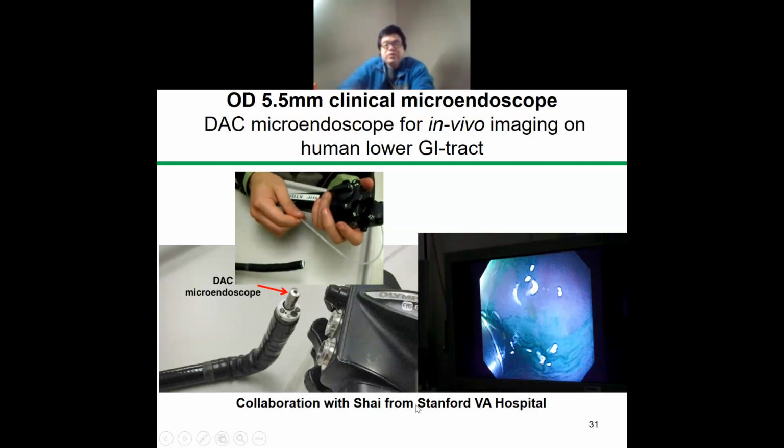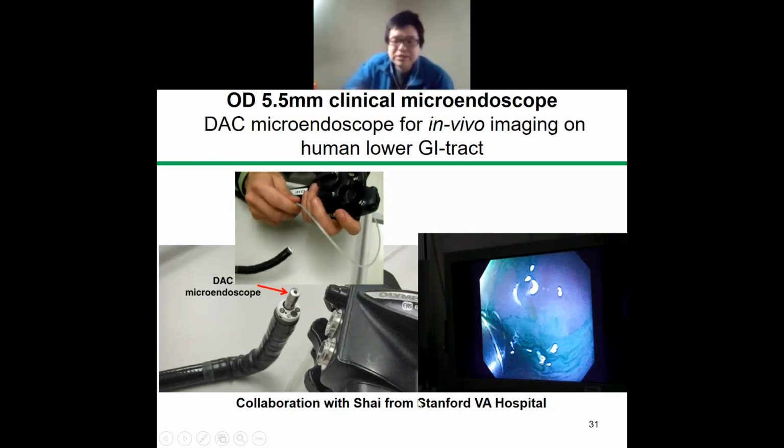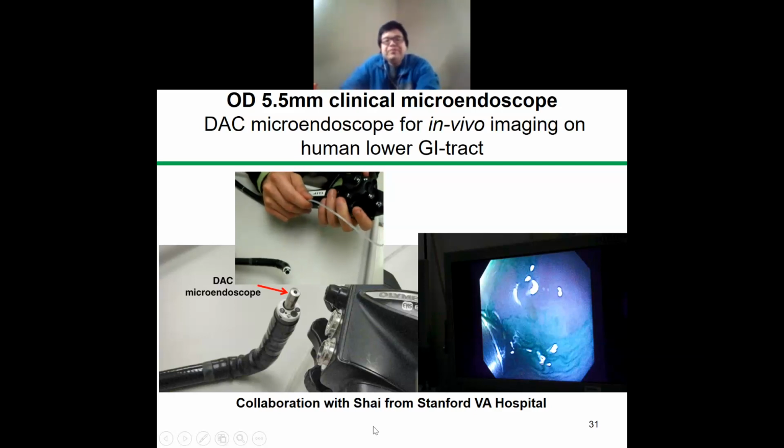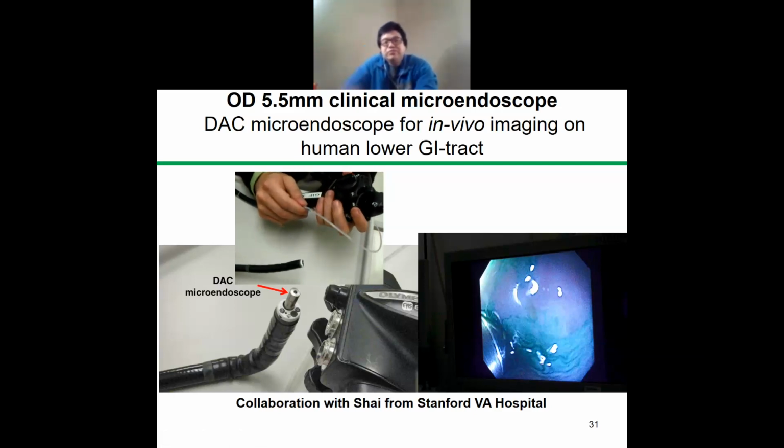And Professor Wibool Piyawattanametha, who used to be at Stanford and is now in Thailand, is also working on the clinical trial in Thailand right now. We are trying to move the endoscope to Thailand to perform, for example, cervical applications.